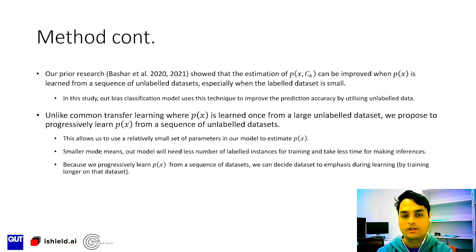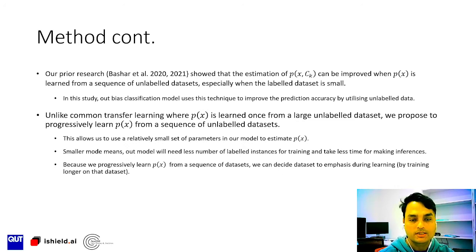Unlike common transfer learning, where prior probability P of X is learned once from a large unlabeled dataset, we propose to progressively learn prior probability P of X using a sequence of unlabeled datasets. This allows us to use a relatively small number of parameters in our estimation model for P of X. A smaller model means we will need fewer labeled instances for training, or for setting the smaller number of parameters in the model, and it will take less time for making inferences when we deploy the model.